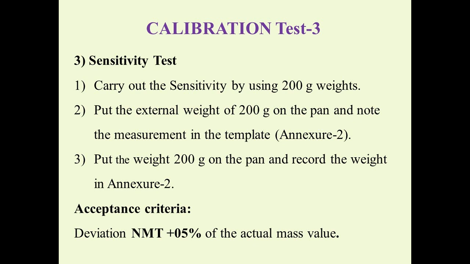Put the external weight of 200 grams on the pan and note the measurement in the template. Put the weight of 200 grams on the pan again and record the weight. Acceptance criteria of the test is deviation not more than plus or minus 0.5% of the actual mass value.